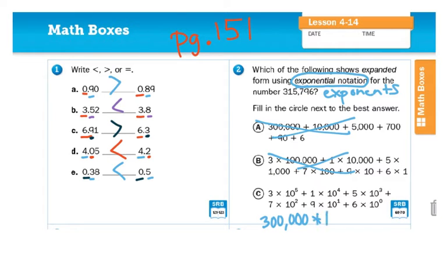Plus 1 times 10 to the 4th is 1 with 4 zeros behind it. 5 times 10 to the 3rd is 5 with 3 zeros behind it. 7 times 10 to the 2nd is 7 with 2 zeros behind it. 9 times 10 to the 1st is 9 with 1 zero. And 6 times 10 to the 0 is 6. So be careful on that one. They were all correct, except for the C, use exponents.